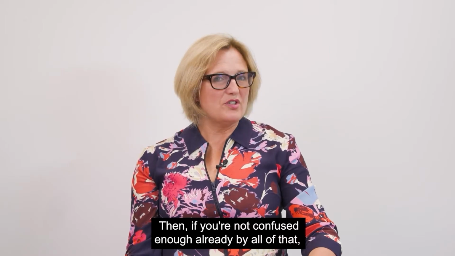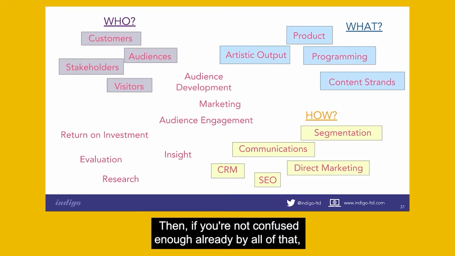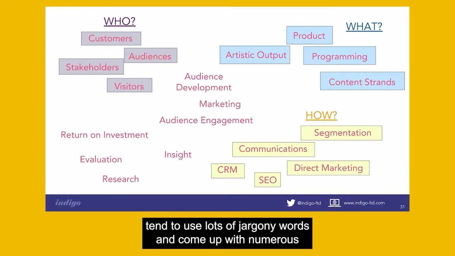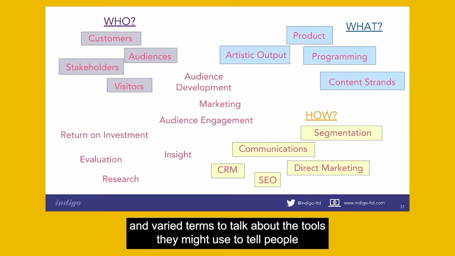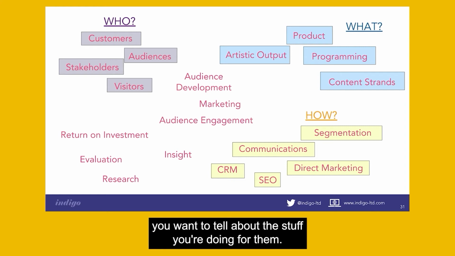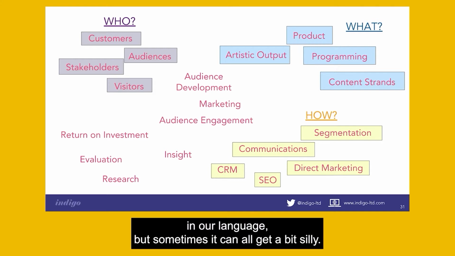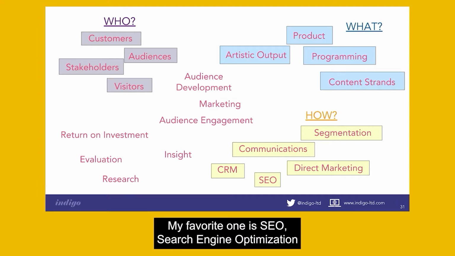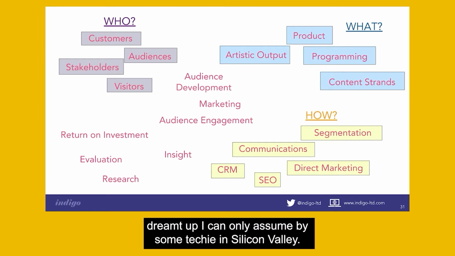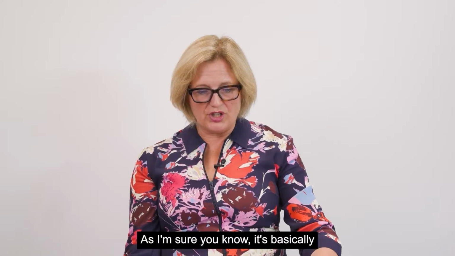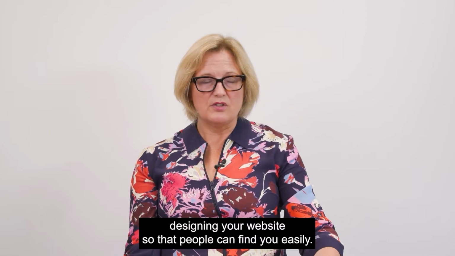Then, if you're not confused enough already by all of that, lots of people involved in marketing communications tend to use lots of jargony words and come up with numerous and varied terms to talk about the tools they might use to tell people you want to tell about the stuff you're doing for them. Sometimes there are good reasons for this, so that we're very precise in our language, but sometimes it can all get a bit silly. My favourite one's SEO, search engine optimization, dreamt up, I can only assume, by some techie in Silicon Valley. As I'm sure you know, this is basically designing your website so that people can find you easily.